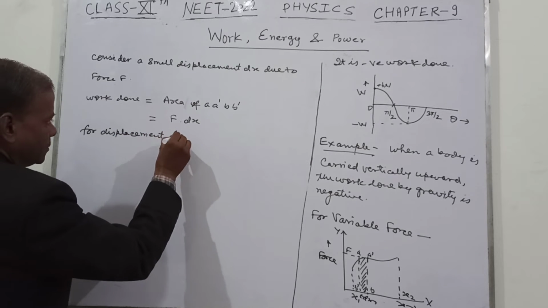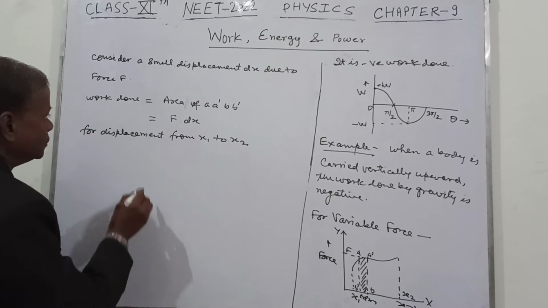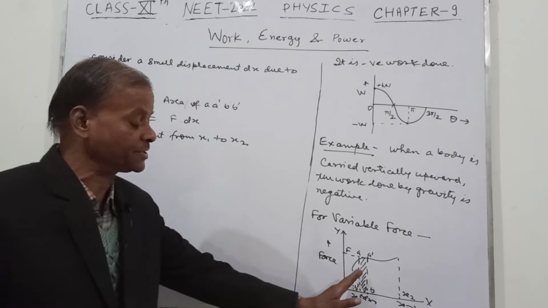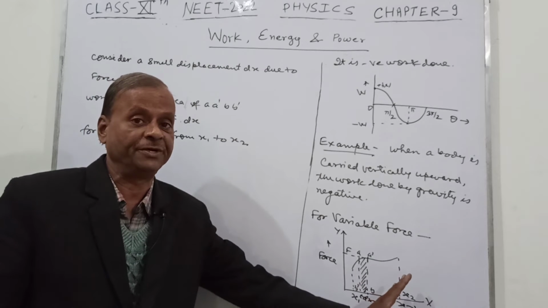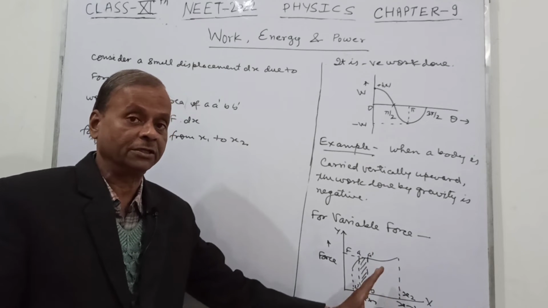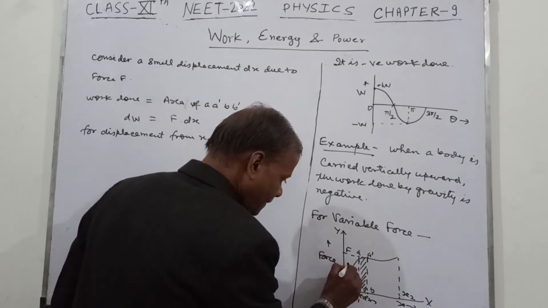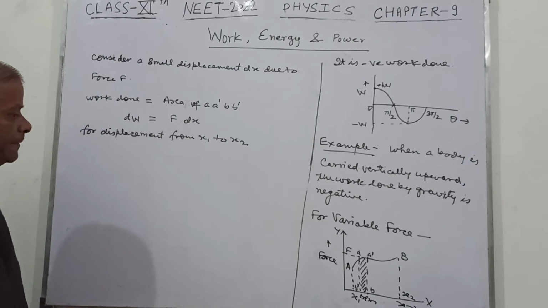For displacement from x1 to x2, this is now work done dW. There are so many segments like this. If we add the areas of all these segments, that will be equal to the work done from this point A to the point B. This is point A, this is point B.